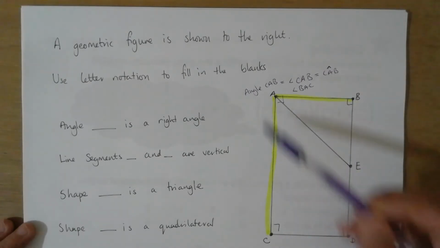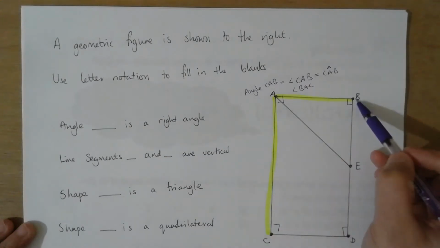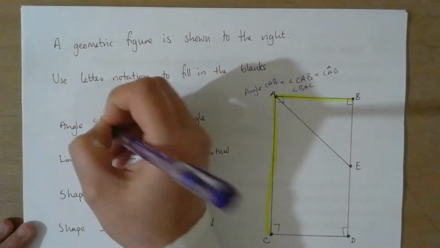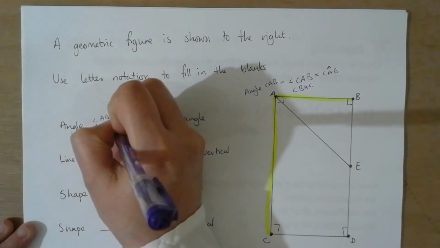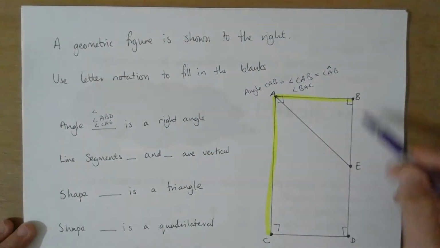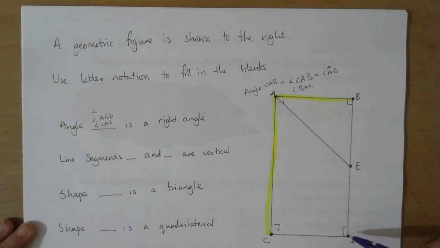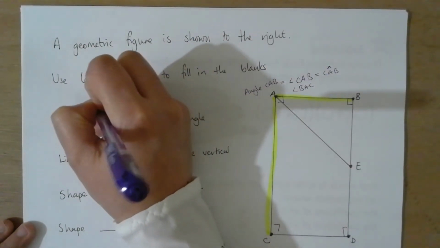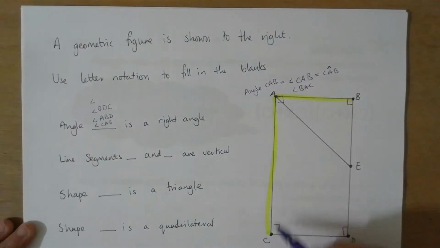So we've got angle CAB. After that, we've got this one here. So I'm going to say angle ABD. Oh, let's include angle CAB still. Okay, so that's that one. This one would be BDC. And this last one would be DCA.